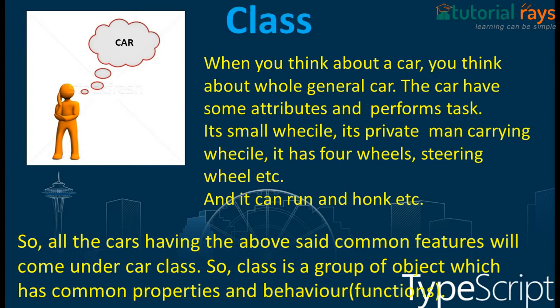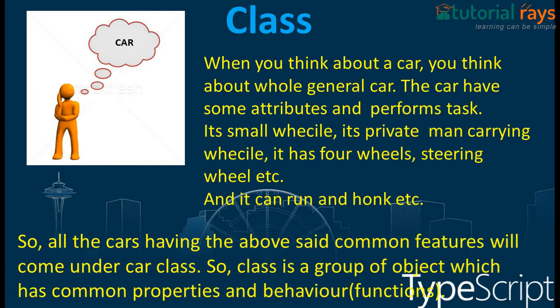Now let's understand the class in detail. When you think about a car, you think about a whole general car. The car has some attributes and performs some tasks. There are two parts: a car has some attributes, and a car performs tasks. Normally the car is a small vehicle, a private man-carrying vehicle. It has four wheels, a steering wheel, etc. These are the properties of a car. And a car can run, it can honk, etc.